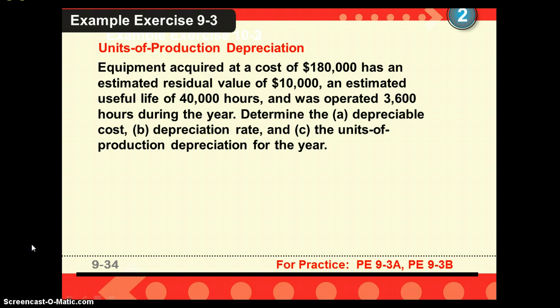Let's take a look at an example using units of production. Equipment is acquired at a cost of $180,000 with a residual value of $10,000. It has an estimated useful life of 40,000 hours, so being measured on hours again. It was operated for 3,600 hours during the year. We are going to figure out how much cost is going to be depreciated, the rate, and the units of production depreciation for the year. Pause and try the problem.